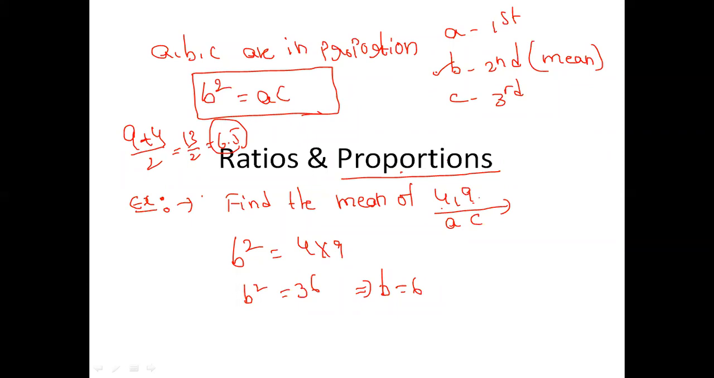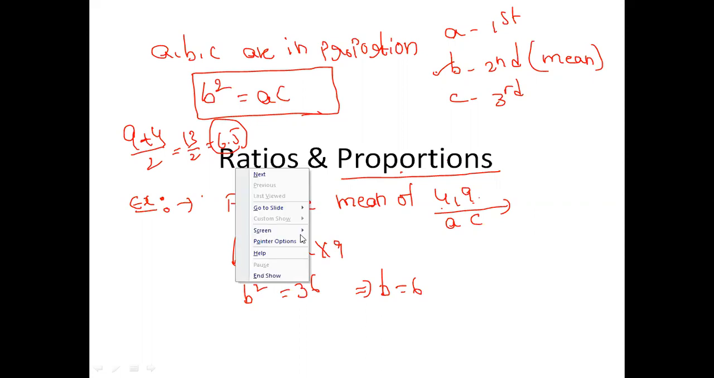Find the mean of 4 comma 9 when they are in proportion. Find the second proportion of 4 comma 9. Find the first proportion of these values. Find the third proportion of these values. When you see the word proportion, please use the logic of b square equal to AC if three numbers are there. So when they're asking you to find the mean of 4 comma 9 when they're in proportion, or otherwise mean of 4 comma 9, please use the concept of proportions only. Don't go for the arithmetic mean concept. So this is the relation when three numbers are in proportion.